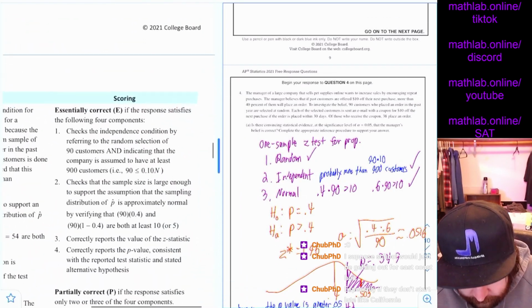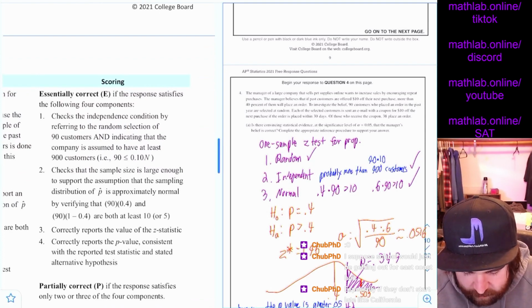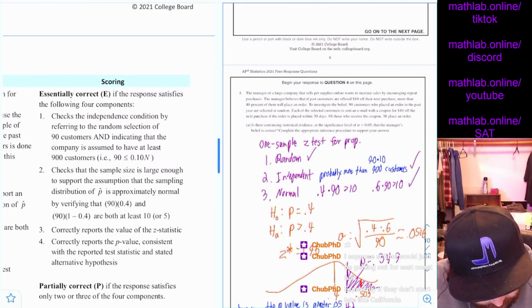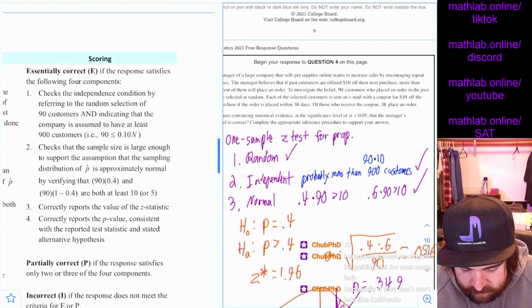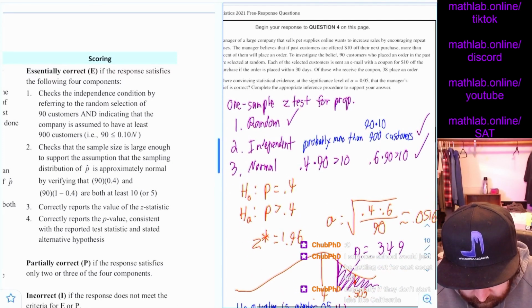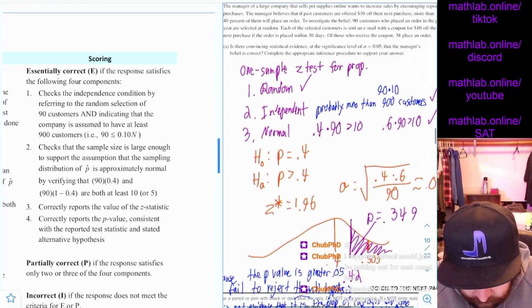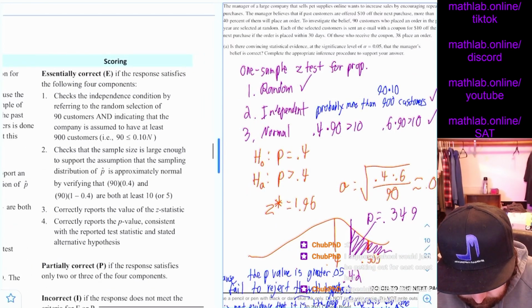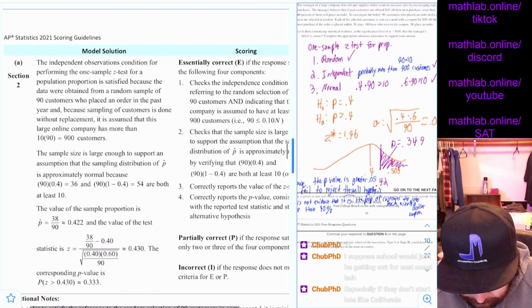So, first, check the independence condition by referring to the random selection of 90 and indicating that the company is assumed to have at least 900 customers. Probably more than 900 customers. Lovely. Checks the sample size is large enough to support the assumption that the sampling distribution is approximately normal by verifying 90 times 0.4 and 90 times 1 minus 0.4 are greater than 10. Yes. Correctly reports the value of the Z statistic. That shouldn't actually be necessary.